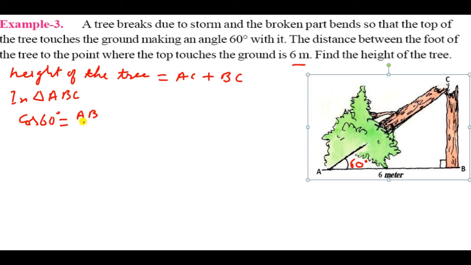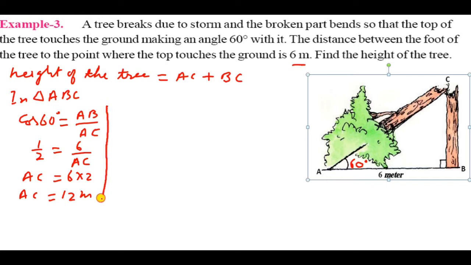Cos 60 value is 1 by 2. AB is 6 meters, and what about AC? So AC is equal to 6 into 2, that is 12 meters. Okay, now come to the second part, and in the same triangle, in triangle ABC, taking tan 60.